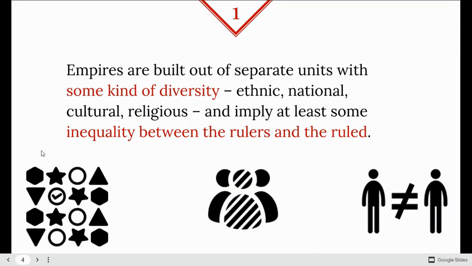Our first slide says empires are built out of separate units with some kind of diversity. And they imply at least some inequality between the rulers and the ruled. So if you think about diversity, we can think about ethnic diversity, different ethnicities. We can think about national diversity, different nations, different cultures, different religions. If you think about the British Empire, you had Britain, and that's a particular ethnic group. They are white Anglo-Saxons, and they are controlling places like India with people that are ethnically different and have different religion. And there's an inequality between the British and their subjects. So this would cover the British Empire for sure.